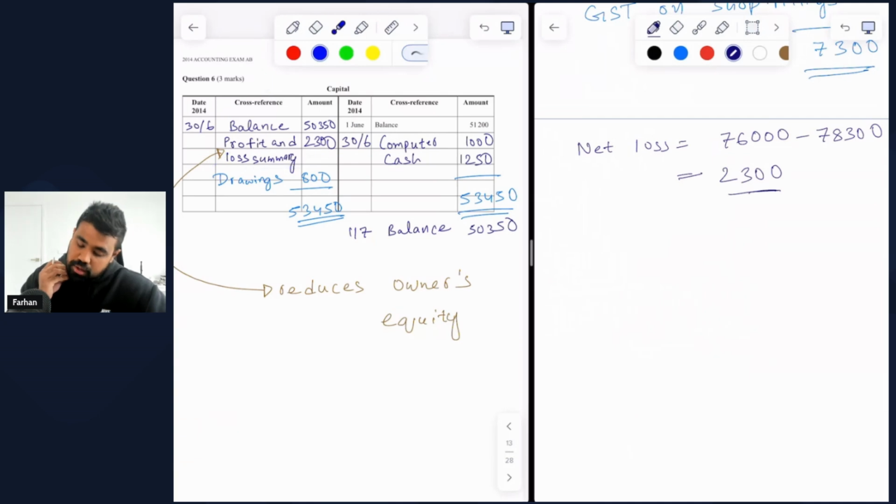Now, the fact that we have a loss of $2,300 reduces the owner's equity. And when capital goes down, we debit them. And that is the reason behind why this is on the debit side.